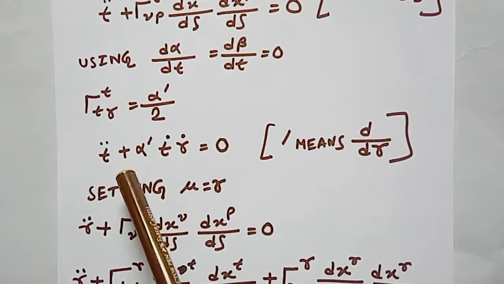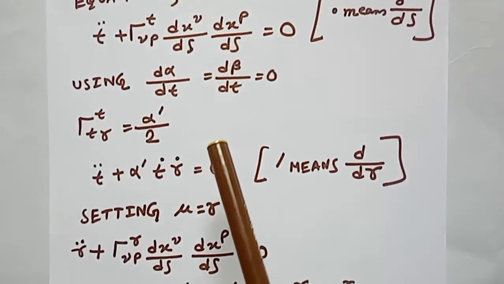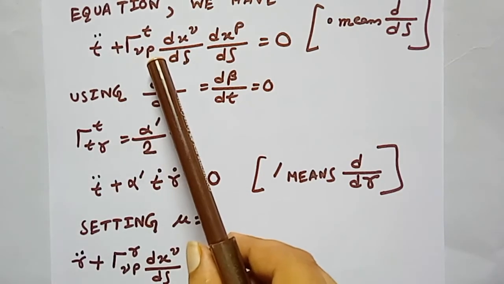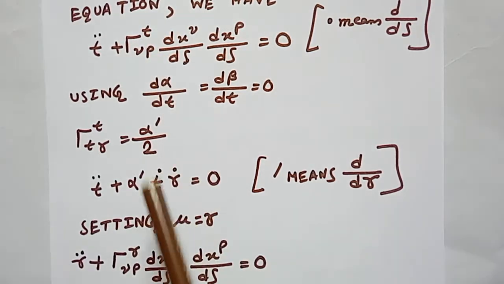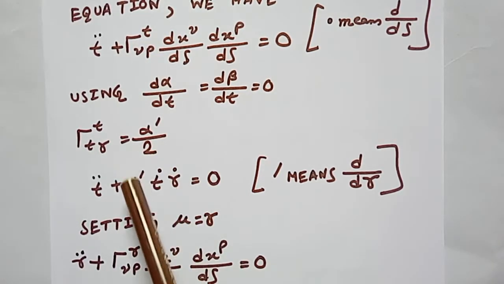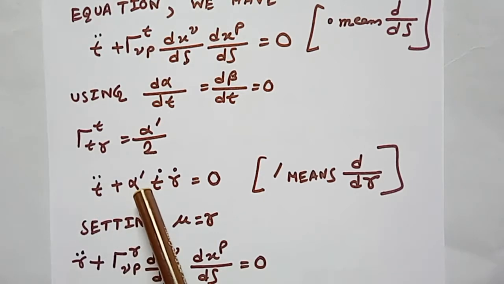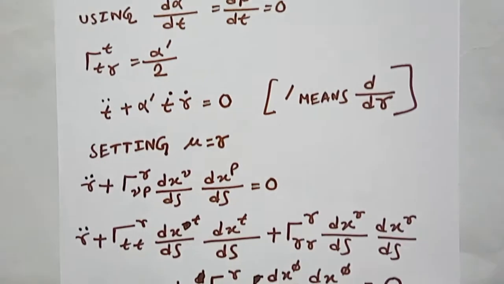Here the notation is mu nu, and we interchange mu and nu: in one case nu is r and rho is t, and in the other nu is t and rho is r. Then the two factors arise and cancel each other, and we have t double dot plus alpha prime t dot r dot equal to 0. We show the next.